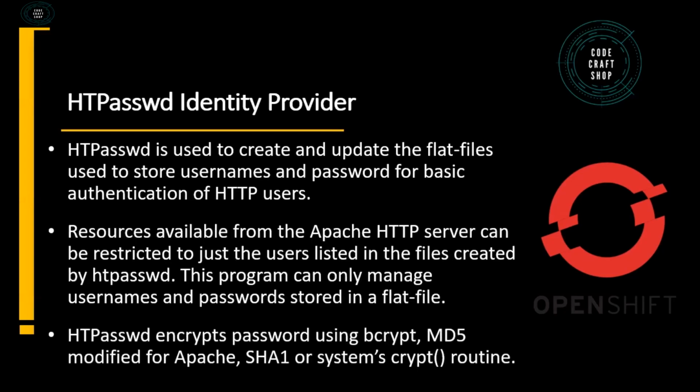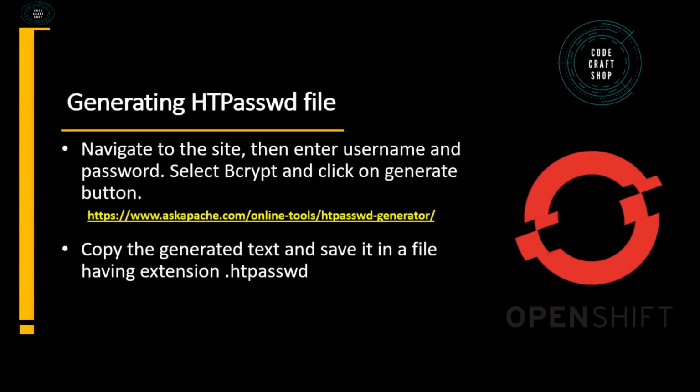Htpasswd encrypts passwords using the following algorithms. The first one is bcrypt, the second one is MD5, and the third one is SHA1, and in some cases it uses the system crypt routine. So these are the various encryption algorithms which the htpasswd utility leverages. We will be generating an htpasswd file.